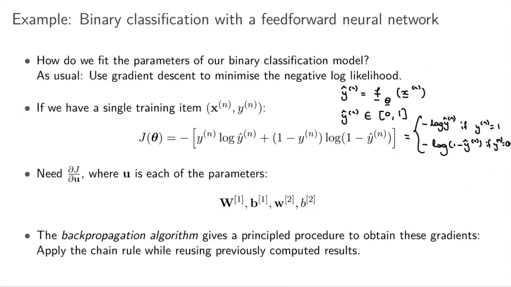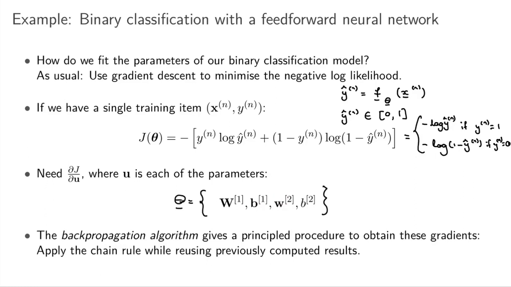So just to summarize, we've got all these parameters theta, and we need to fit all of them. And how are we going to fit them? We're going to use gradient descent. And to do gradient descent, that means that we need to get the partial derivative of the loss with respect to every one of these elements.